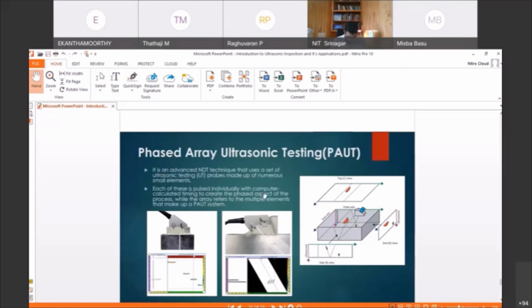And each of these pulses, the basic phenomenon is like the Huygens principle. It will work on the Huygens principle. And basically, we change these angles based on the delay. We will fire each crystal with a particular delay.